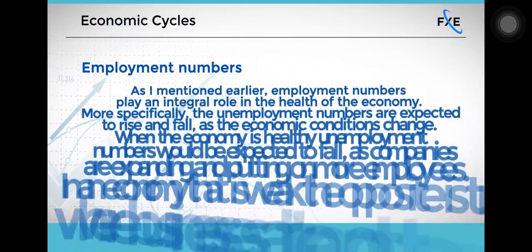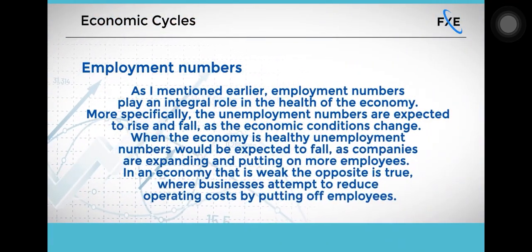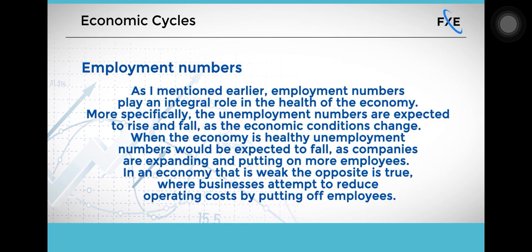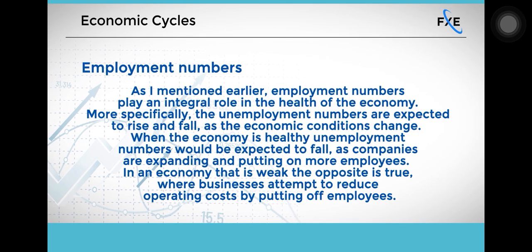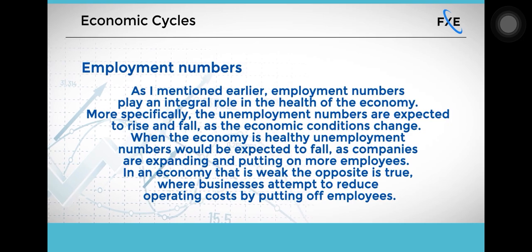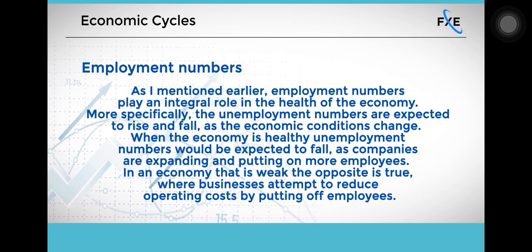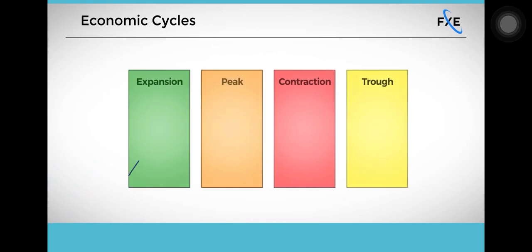As I mentioned earlier, employment numbers play an integral role in the health of the economy. More specifically, the unemployment numbers are expected to rise and fall as the economic conditions change. When the economy is healthy, unemployment numbers would be expected to fall, as companies are expanding and putting on more employees. In an economy that is weak, the opposite is true, where businesses attempt to reduce operating costs by laying off employees. Unemployment data is treated as a lagging indicator, which effectively means that changes in the unemployment rate don't precede the changes in the economic cycle. Whilst this is true with outlier results, consistent increases or reductions in unemployment levels over a period of time help confirm an end to the peak phase and the start of the trough phase.